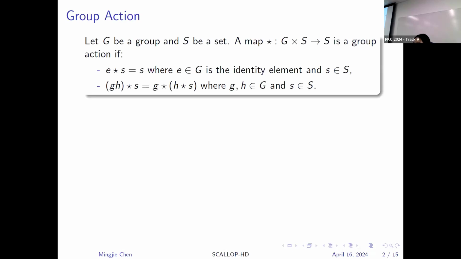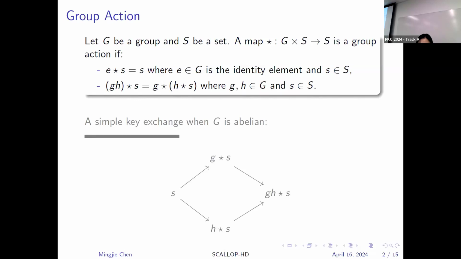So let's start with the basic concept of group action. It just appeared in the previous talk, so I will not repeat the definition, but we have a slightly different notation. G is a group, S is a set. When the group G is an abelian group, there is a very simple key exchange protocol one can use.